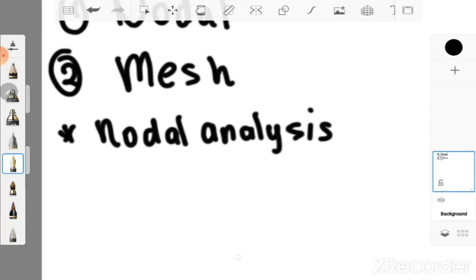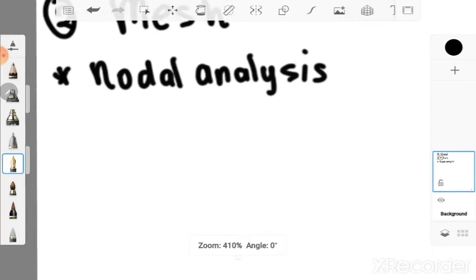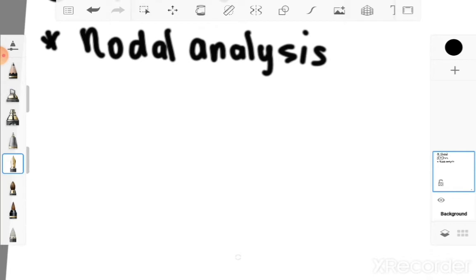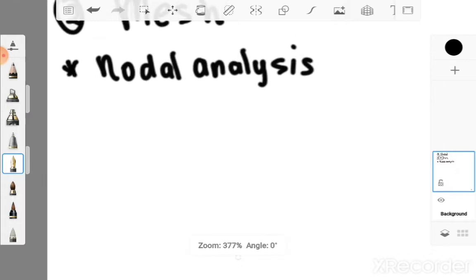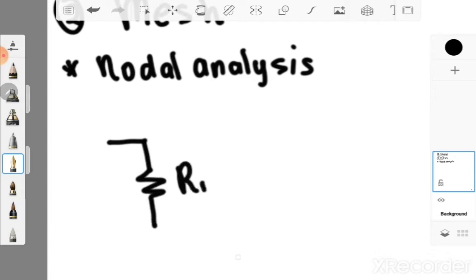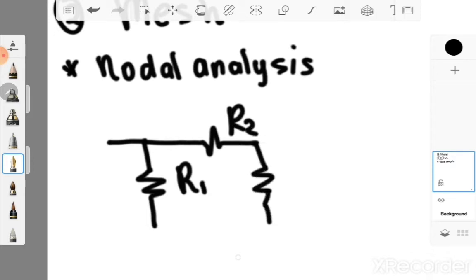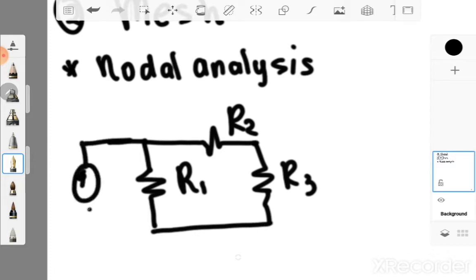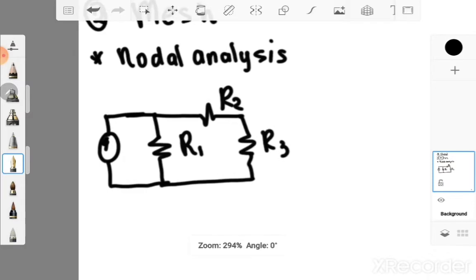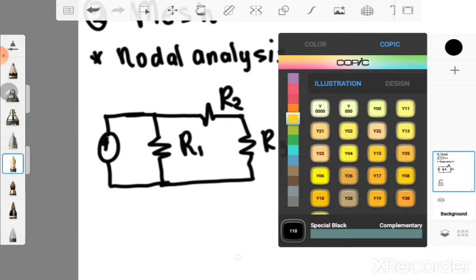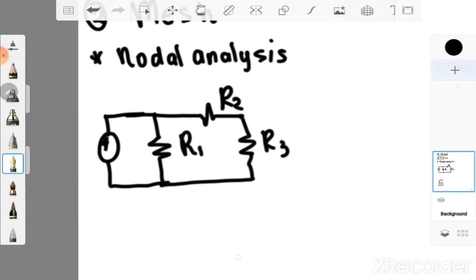So, what is nodal analysis, guys? Nodal analysis, from the term itself, a node. So, let's say I have a circuit. Let's say this will be R1, R2, R3, and then your current source. Okay. So, let's say I have a node wherein I will indicate my node as node A.